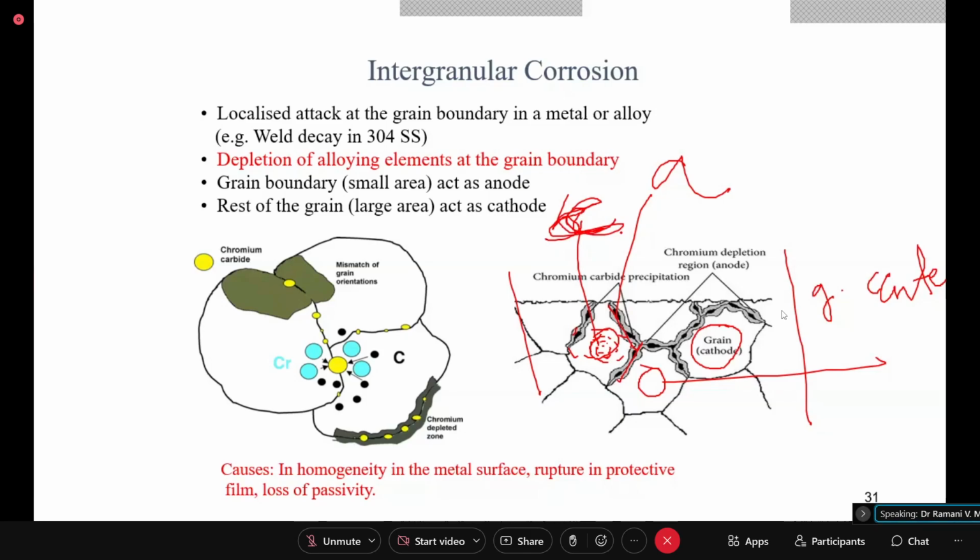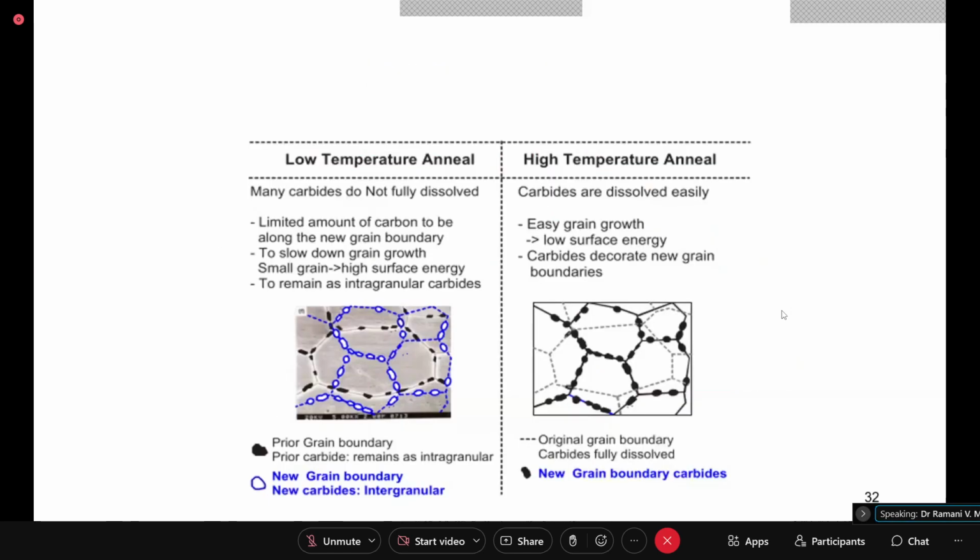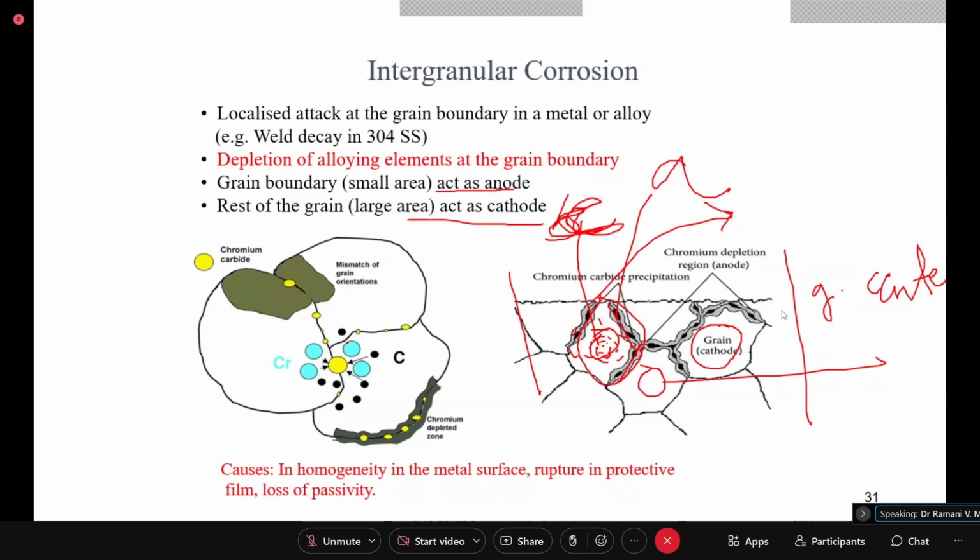So a localized attack takes place and the grain boundary is eaten away, and the whole grain is dislodged into the electrolyte or water present around it. So depletion of alloying elements at the grain boundary takes place, and the grain boundary acts as anode and the grain center acts as cathode. Okay. So you can remove the internal stresses present in the metal by annealing.